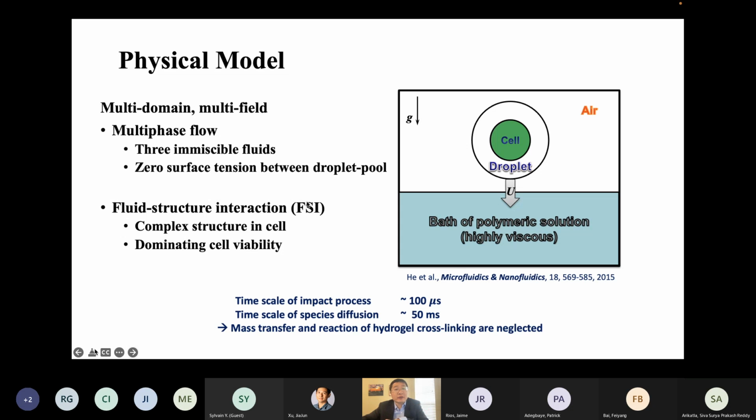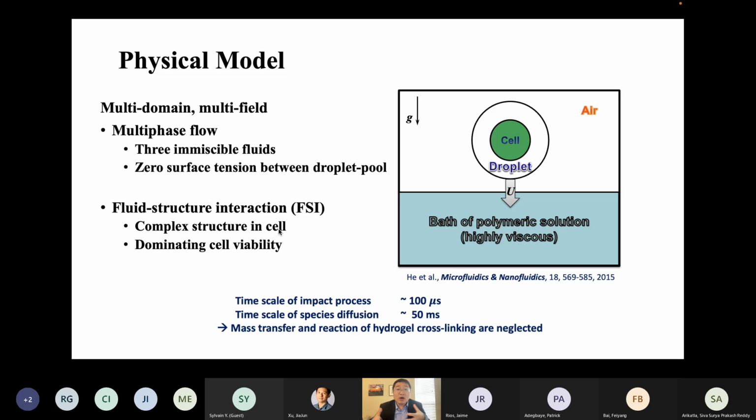We have a fluid-structure interaction. The cell is very complicated. We have different internal structures in the cell, for example the cytoskeleton, and we have the plasma inside the cell. We have different small structures. We have the nucleus of the cell.